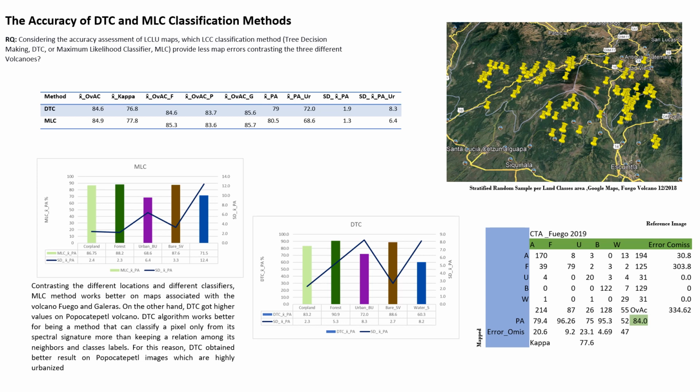We found out that the MLC was better for Fuego and Galeras. DTC was better for Popocatepetl. DTC gave better results regarding urban areas, but was lacking in others like agriculture or water. Doing the final evaluation and contrasting both methods, the study decided to continue working with MLC, knowing that it's more stable and it's easier to handle regarding training sites.